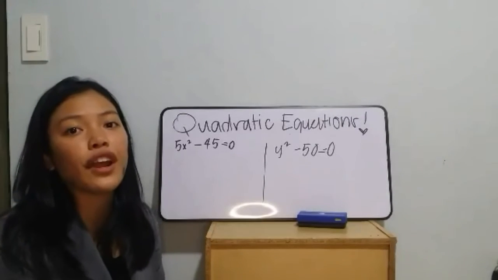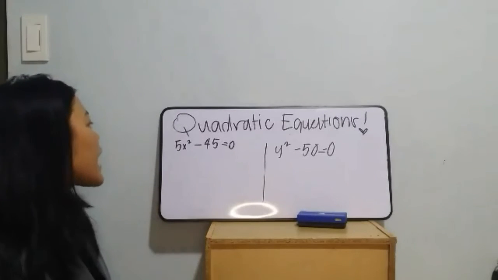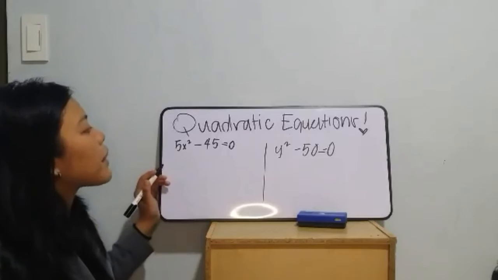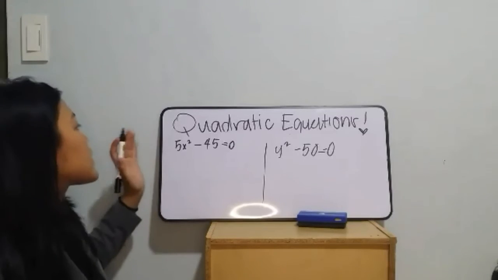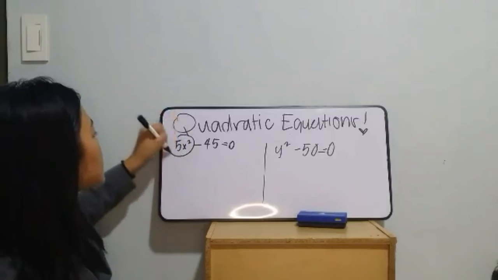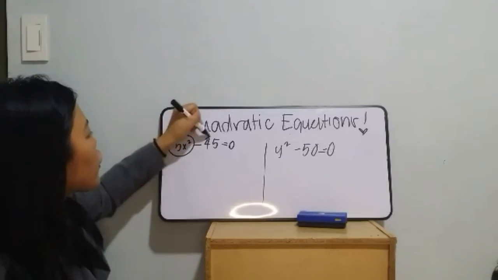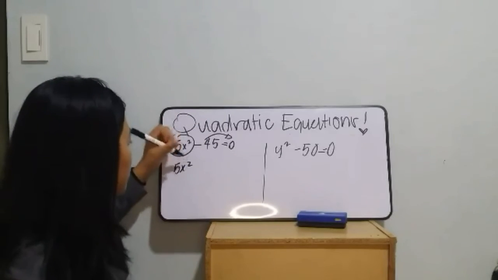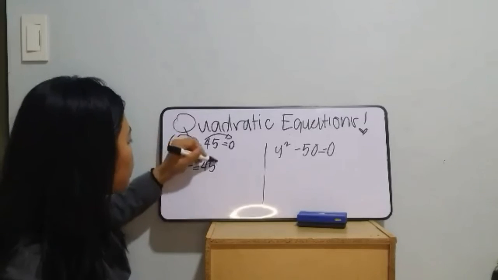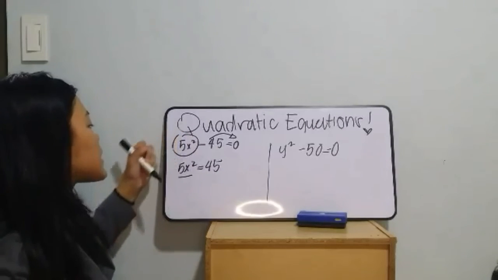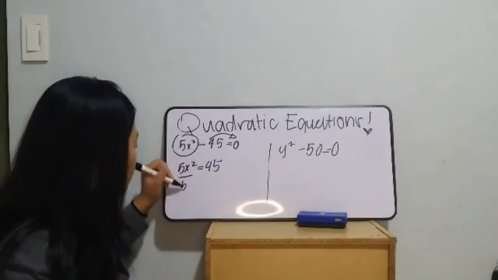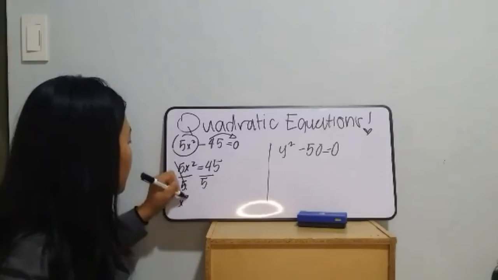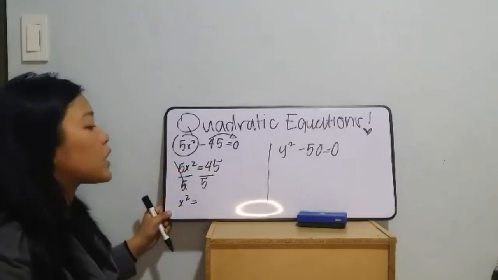Now we have our last two examples right here. I have 5x squared minus 45 is equal to 0, and y squared minus 50 is equal to 0. We're going to start here first. Again, we're going to isolate 5x squared and move negative 45 to the other side. So we have 5x squared is equal to 45. Then we're just going to cancel out 5 to leave x squared. Divide both sides by 5 and cancel this. So you have x squared is equal to 45 divided by 5, which is 9.